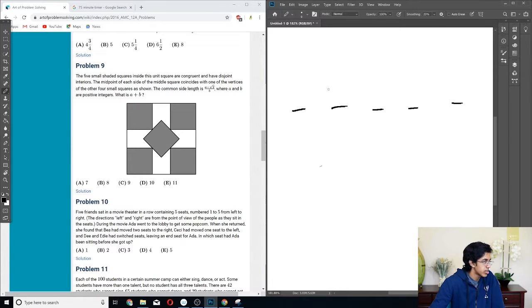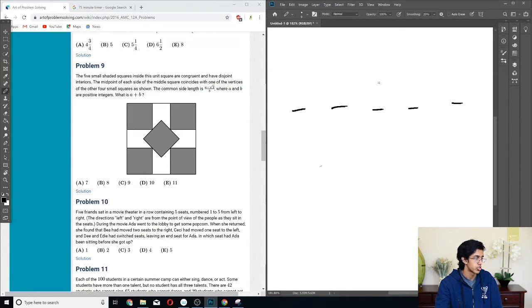Okay, so Bea moved 2 seats to the right. Ceci moved 1 seat to the left. D and Eddie switched seats. Okay, so basically, Ceci either moves left into Bea's seat, or she moves left into Ada's previous seat. So Ada ends up with an end seat. Well, basically, Ada's either going to go into Ceci's old spot or her own old spot.